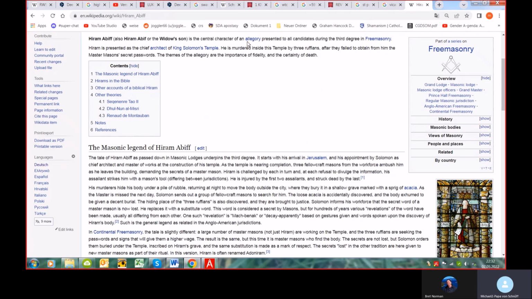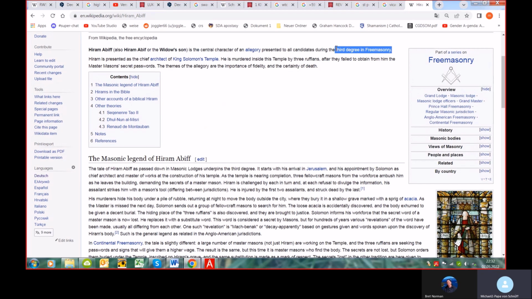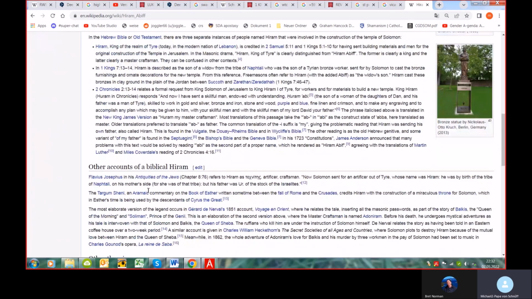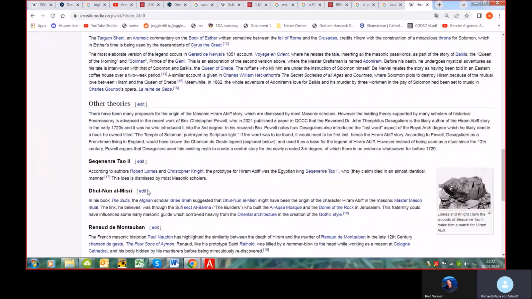He is a central character of an allegory presented to all candidates during the third degree in Freemasonry. Hiram is presented as the chief architect of King Solomon's temple. He is murdered inside this temple. This is very key to understanding here.